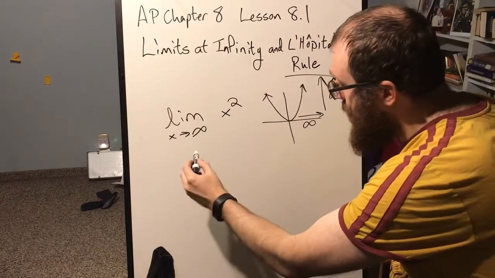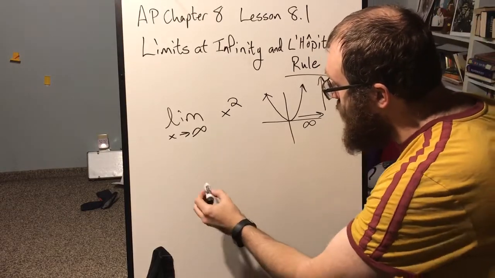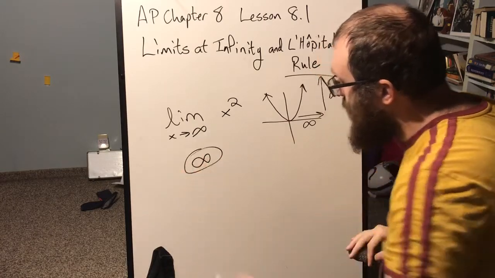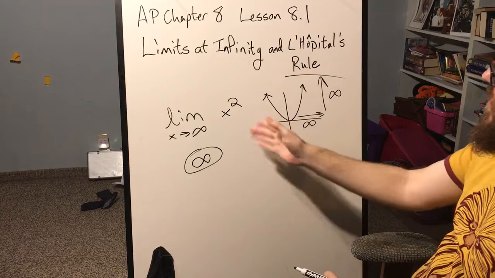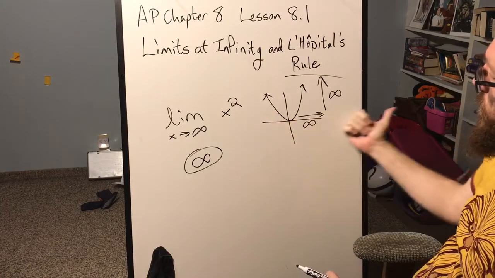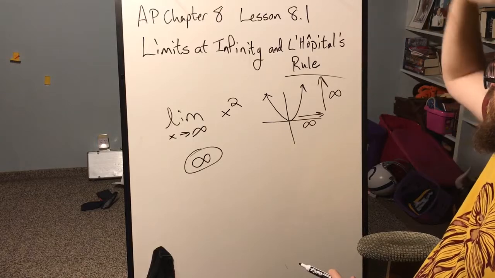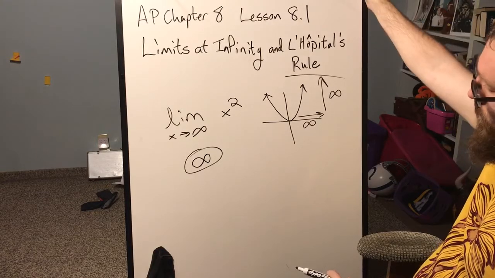So the limit as x approaches infinity of x squared is in fact infinity. That is the solution to this situation. As we go further out, this function goes way, way upward.